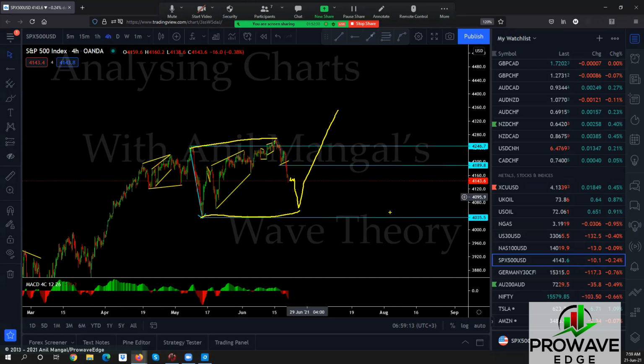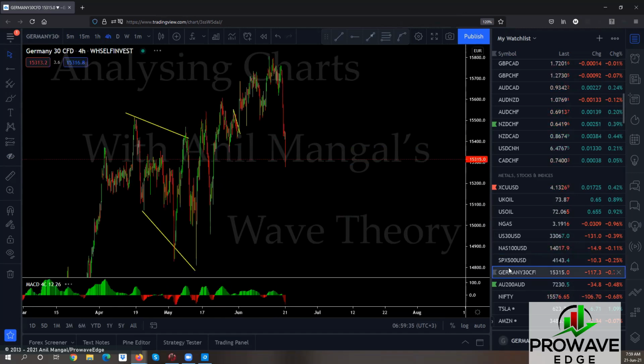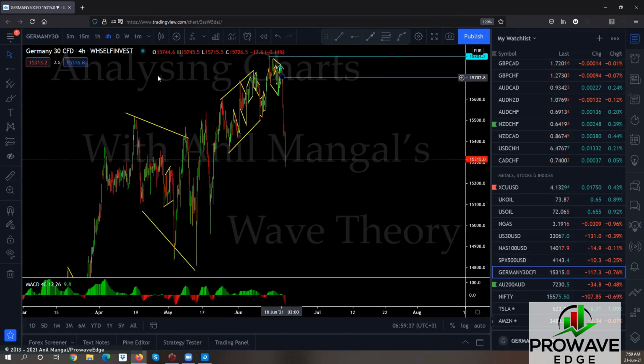So this one has a perfect pattern. Like I said, when the pattern works the way you expect, you get the trade. When it doesn't go the way you want it, well, you missed the trade, no problem, you're not going to be in it. DAX, perfect drop. That's a perfect sell setup from this point.